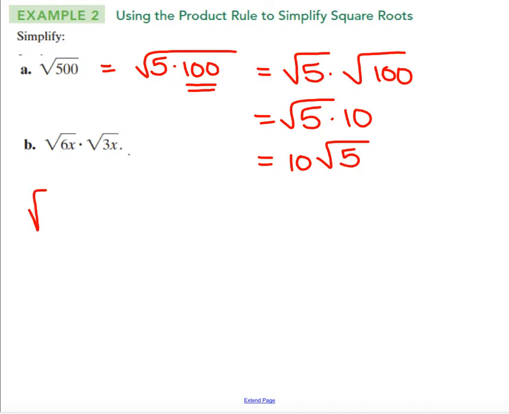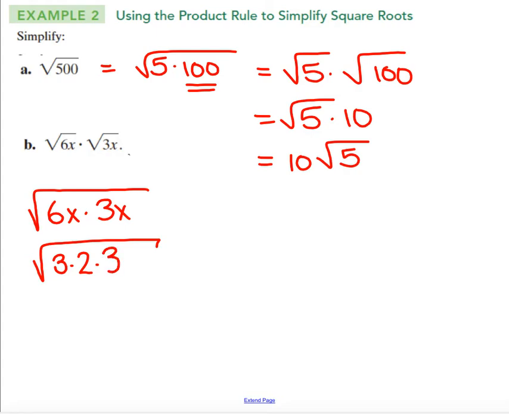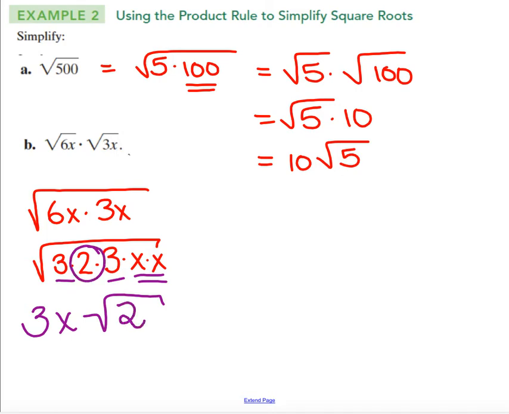We can combine those together as 6x times 3x. Now we can simplify 6 as 3 and 2, and then we have another 3 underneath, and then x and x. Now we're looking for pairs. So we have a pair here, so that 3 is going to pop out because the square root of 3 times 3 is the square root of 9. Then we have another pair here, so the square root of x times x is x. Now what will stay underneath is anything that's not a pair. So that's 2.